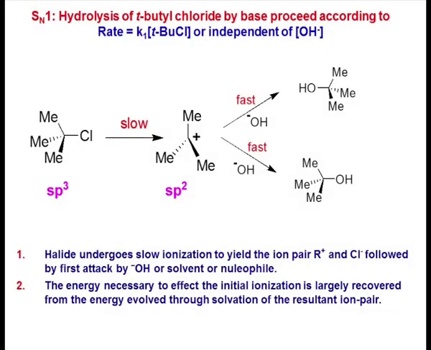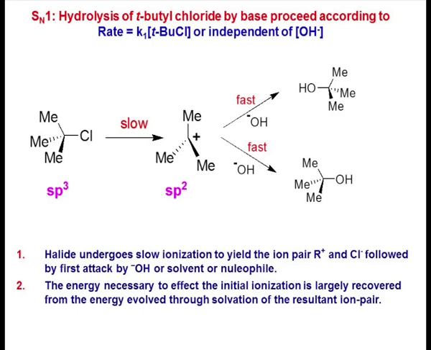For SN1, the hydrolysis of tertiary butyl chloride by base proceeds according to the rate law where k1 is times the t-BuCl concentration, independent of OH minus. That means, in this case the nucleophile is OH minus, but its concentration has nothing to do with the rate determining step. Why? Because in tertiary butyl chloride, it is the sp3 hybridized carbon attached to the chlorine. Chlorine is leaving and that will leave first.